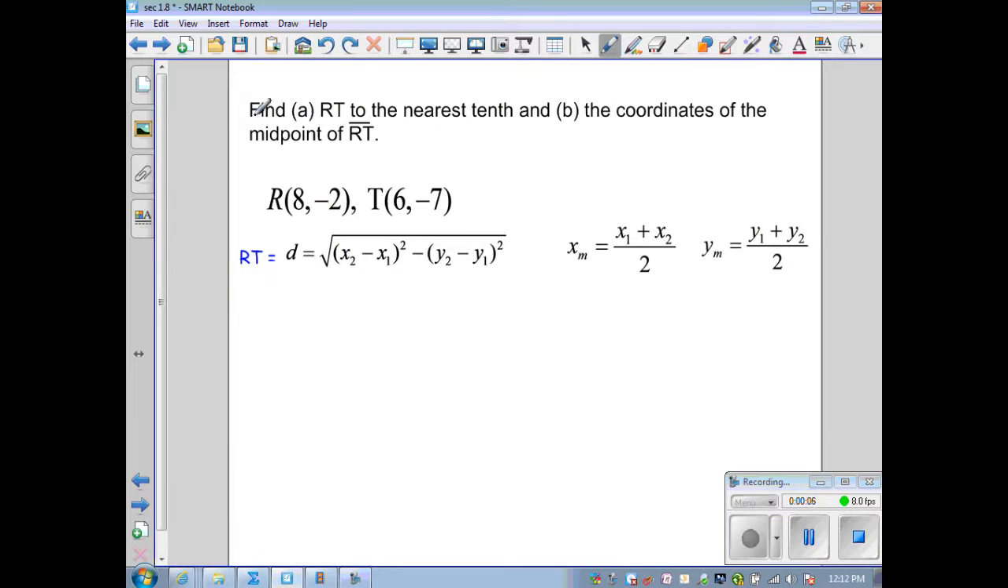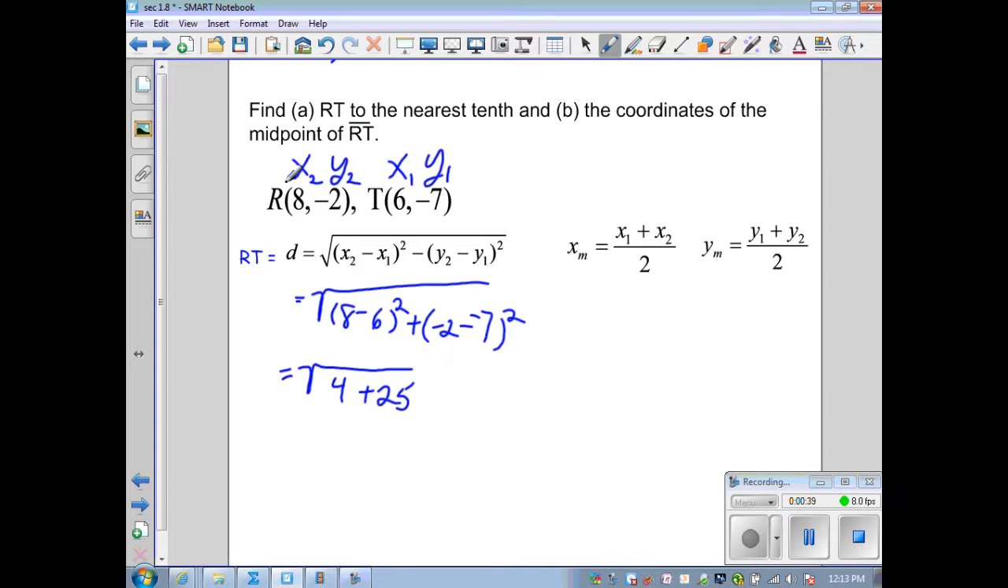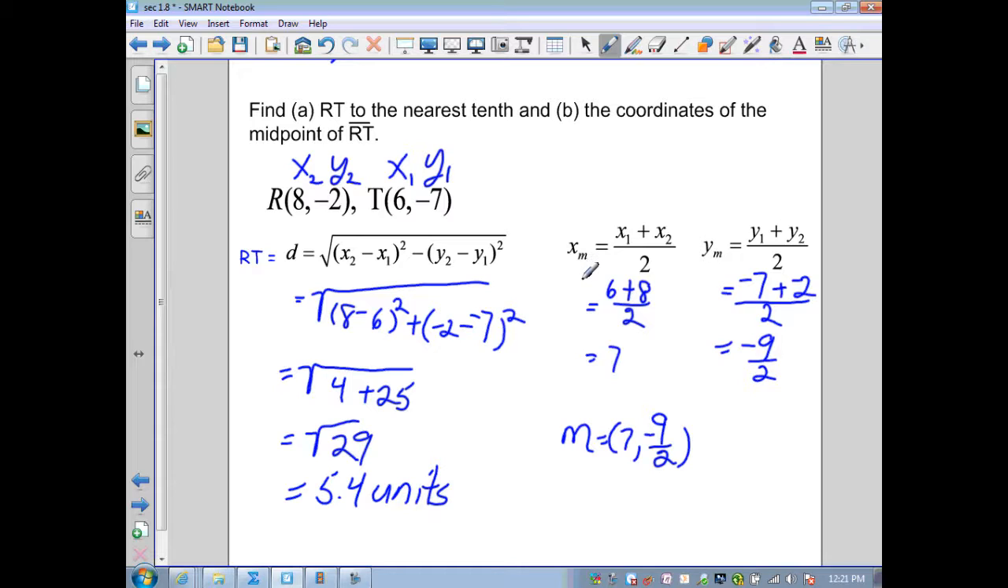Here they want us to determine the length of RT, and I know that because there is no symbol above RT, to the nearest tenth, and also find the coordinates of the midpoint of segment RT. Here I've labeled my ordered pairs, and I've substituted into my distance formula. When I simplify, I get the square root of 29, but they want us to determine the length to the nearest tenth. When I substitute into a calculator, I get 5.4 units. For the coordinates for the midpoint, I substitute in and simplify, and I get the midpoint ordered pair to be 7 and negative 9/2.